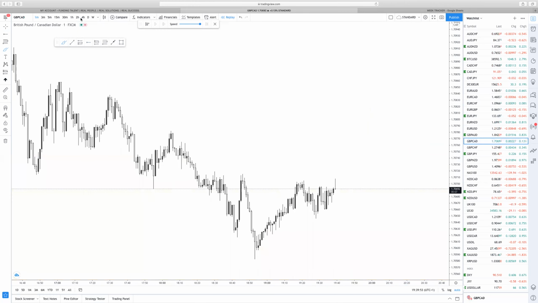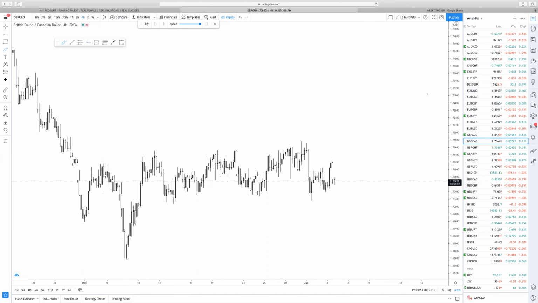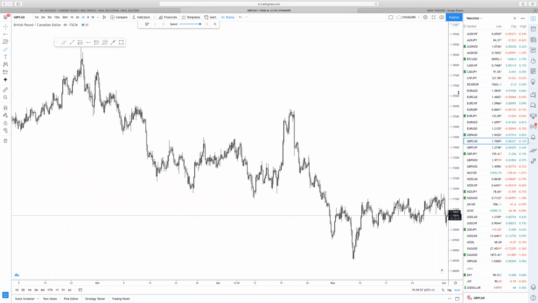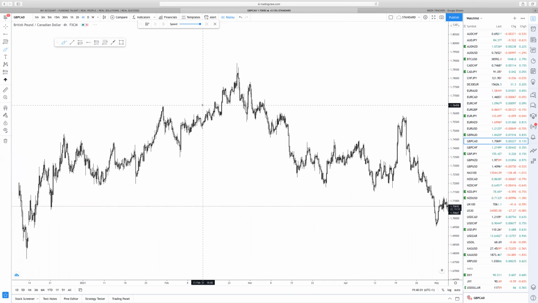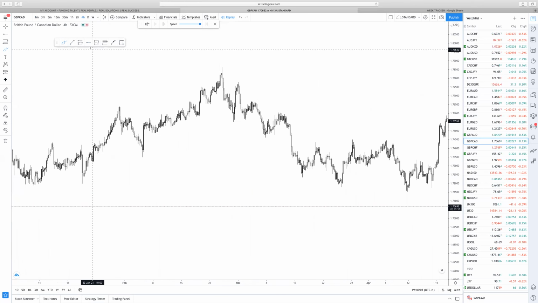So let me show you. Do you think you could send me some charts like this? I could try. Best way to start, mark out your high, and then mark out your low.